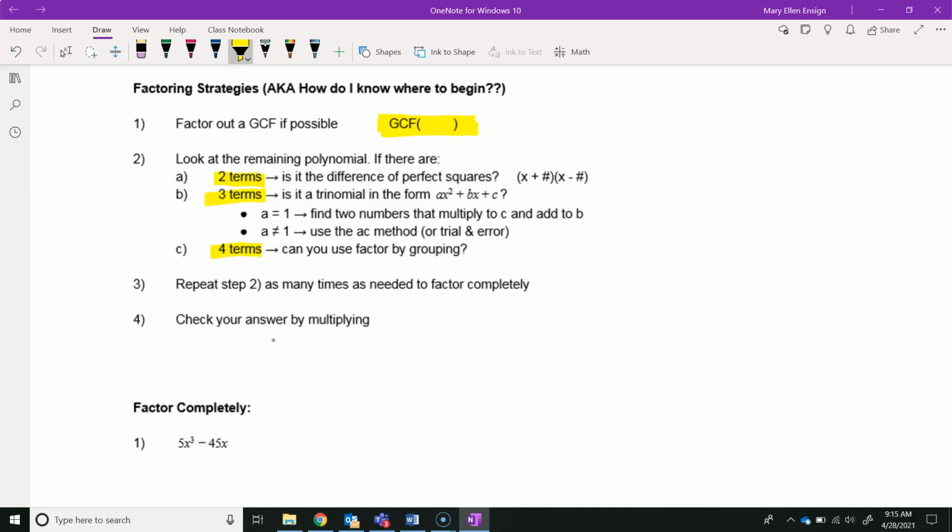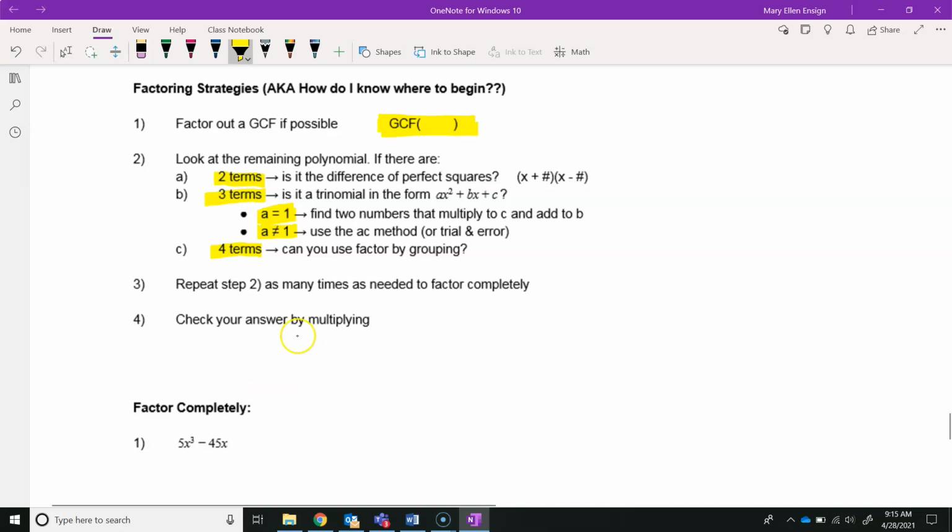number. What if it has 3 terms? Is it a trinomial in our form? If so, if a equals 1, then I just find 2 numbers that multiply to c and add to b. If a does not equal 1, I use the AC method. And if there are 4 terms, can I factor by grouping? And then it says repeat step 2 as many times as needed to factor completely.